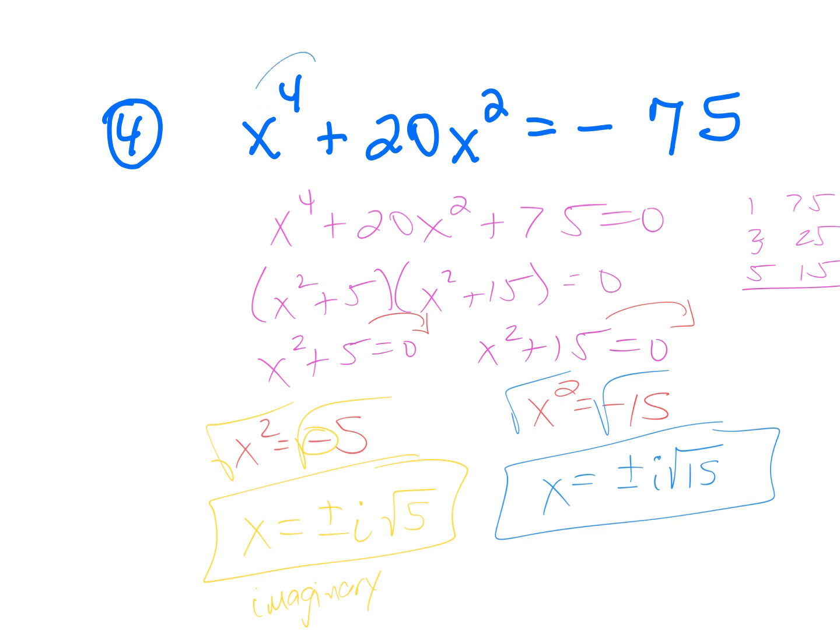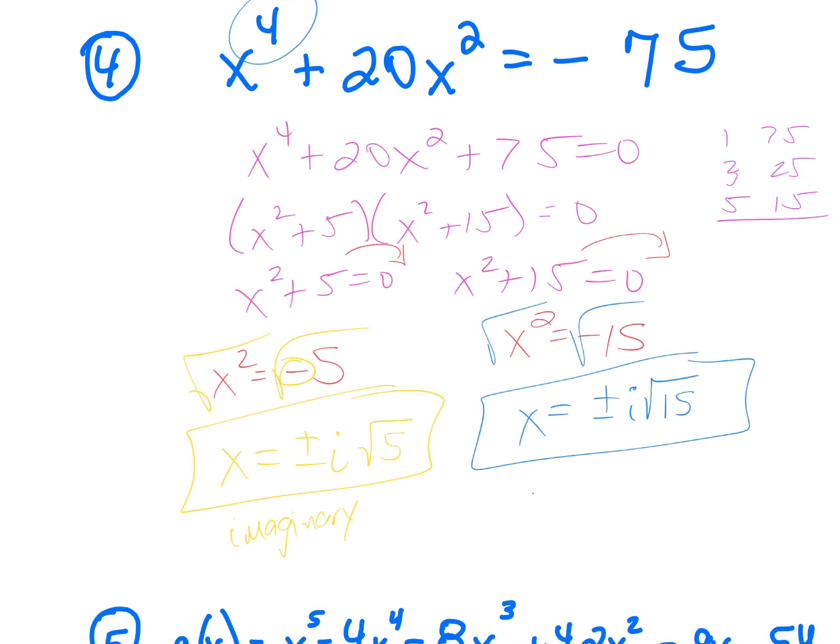Again, I should have had 4 at the beginning because it was x to the 4th. What do you notice about these 2 answers? They're also imaginary. So if you had a question like this and it said, tell me all of the rational roots, there are none. Tell me all of the real roots, there are none. If I said, tell me all of the roots, then you would answer with those 4.